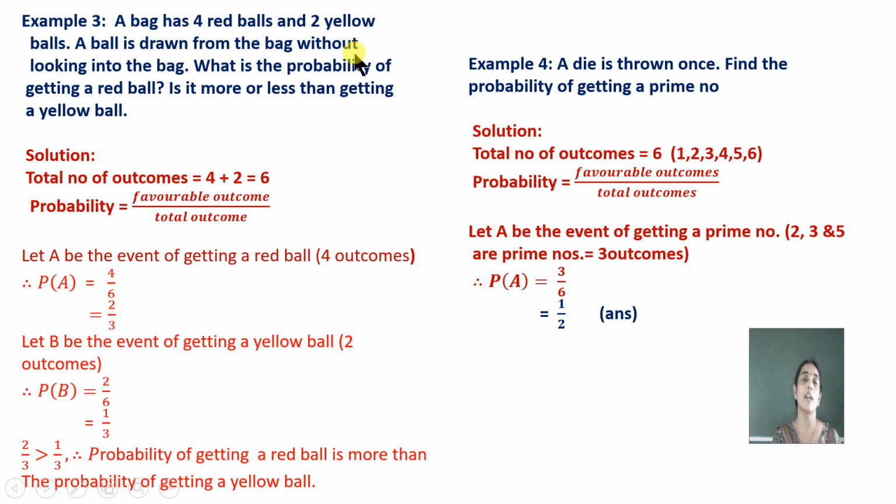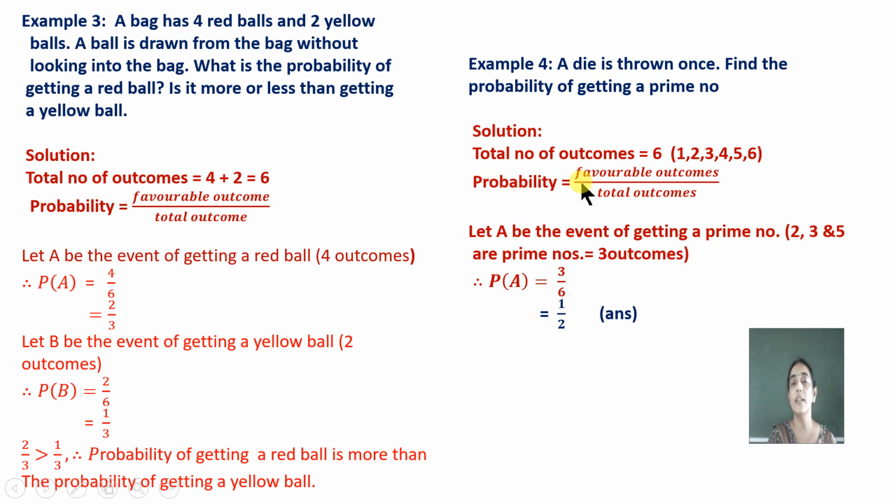Now we will start with example 4. A die is thrown once. Only once you are throwing a die. Find the probability of getting a prime number. So first you write down the total number of outcomes, which is 6. That is, you either get 1 or 2, 3, 4, 5 and 6 on the top.